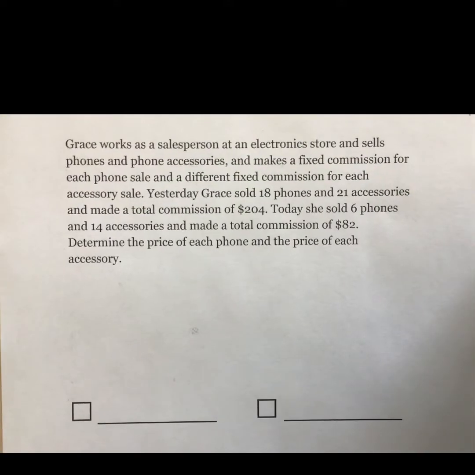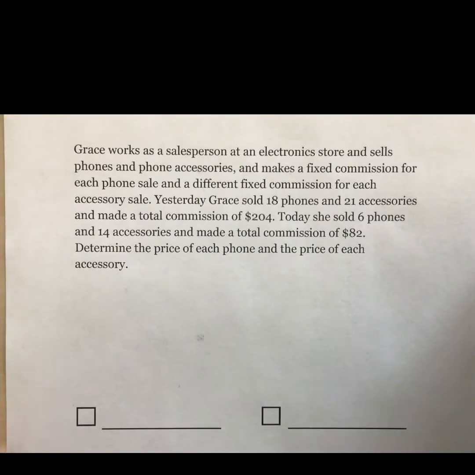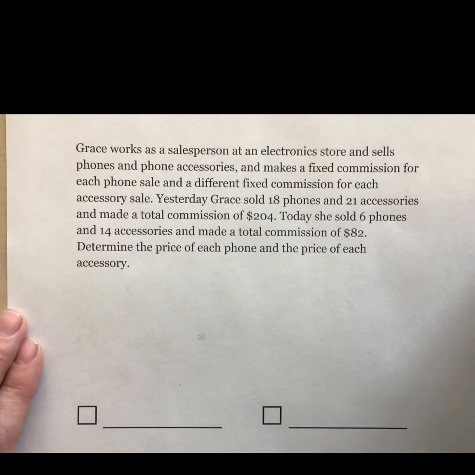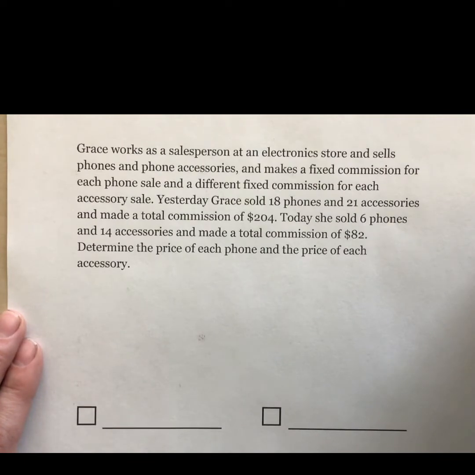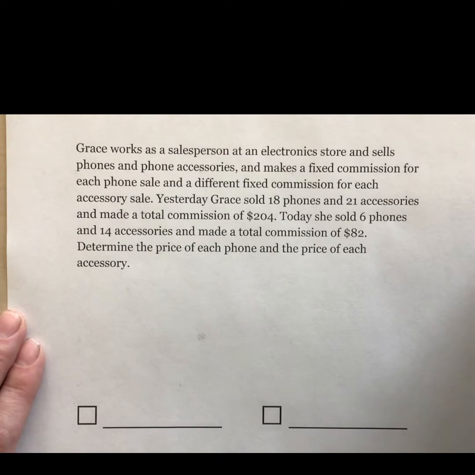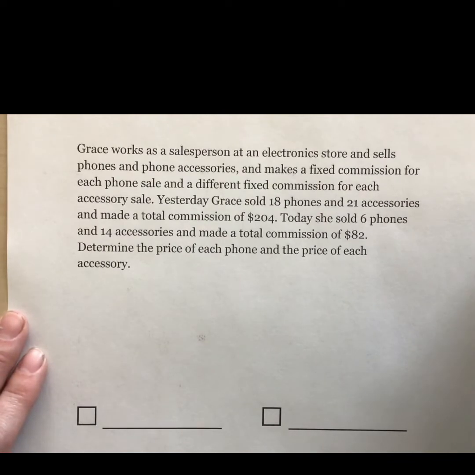All right, so we are on to our last example problem today, and we'll just read through it first so that we know what we're dealing with. Grace works as a salesperson at an electronics store and sells phones and phone accessories, and makes a fixed commission for each phone sale and a different fixed commission for each accessory sale. Yesterday, Grace sold 18 phones and 21 accessories and made a total commission of $204. Today, she sold 6 phones and 14 accessories and made a total commission of $82. Determine the price of each phone and the price of each accessory.